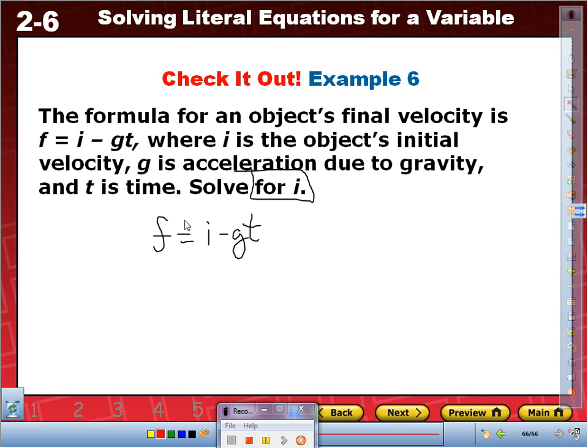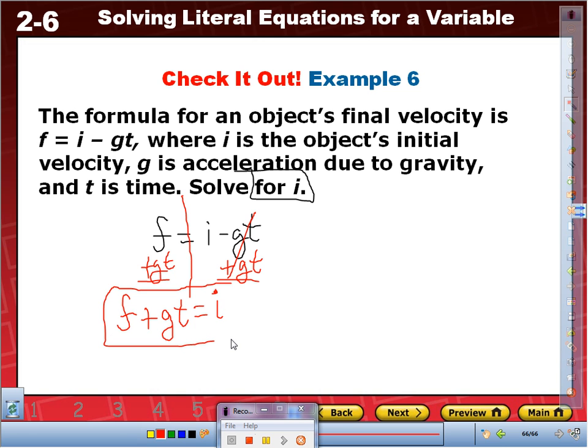Okay, so let's see. Line down the equal sign. We need to leave I by itself. What's next to it? Minus GT. So how do we get rid of that? Add GT. Add GT. This cancels. We're left with F plus GT equals I. And we're done. Everybody see that?